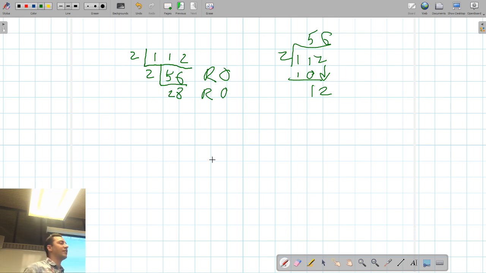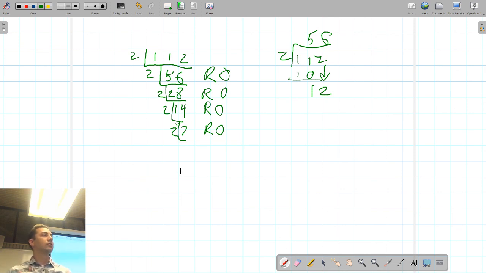In fact, when you divide an even number by 2, it's always going to have a remainder of 0, right? So we divide by 2 again. 28 divided by 2 is 14 with a remainder of 0. 14 divided by 2 is 7 with a remainder of 0. 7 divided by 2 is 3 with a remainder of 1.